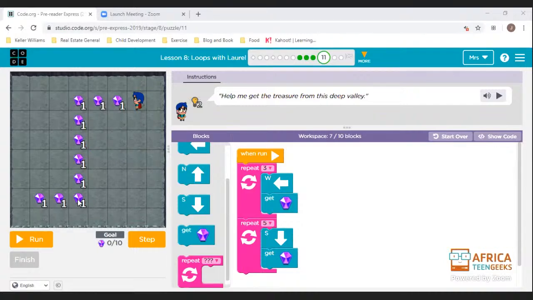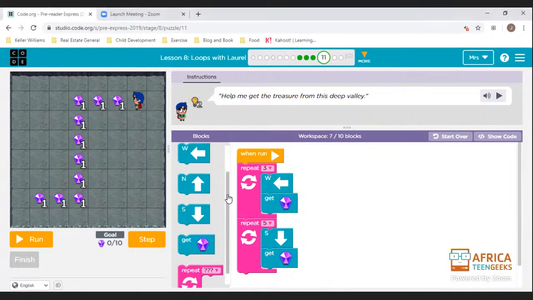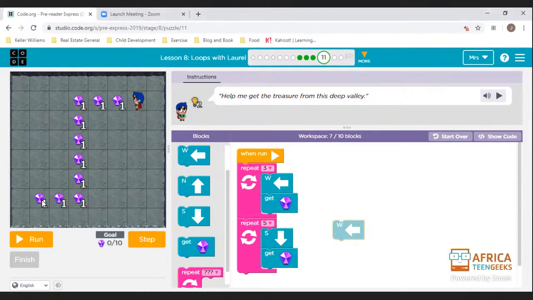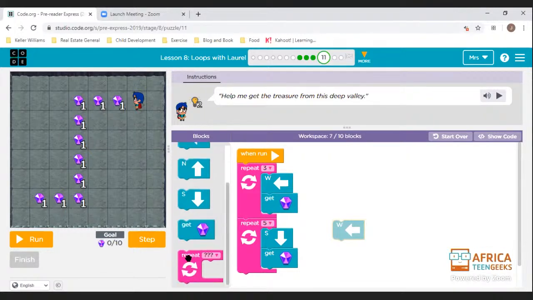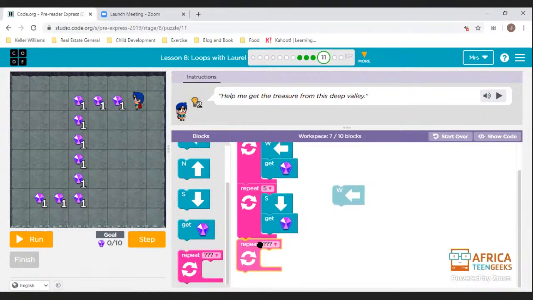Okay, so if we are here, where are we going now? What do we need to do? West. Getting 2 of the perfect jewels. So how many times are we going west? Blocks. 2. Repeat. Good. We said 2 times, right?